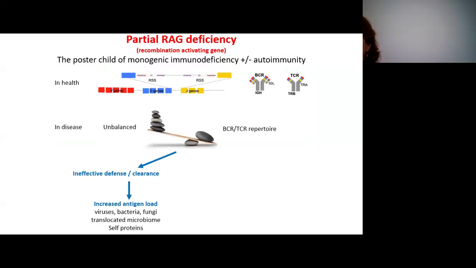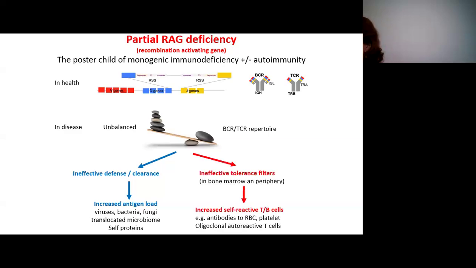So when I think about RAG deficiency, I want to reiterate what can go wrong in a RAG deficient patient. First of all, you have an abnormal T cell and B cell repertoire that will create ineffective clearance. And that will increase the antigen load. You will have viruses and bacteria and fungi, sometimes even translocated microbiome. And then there will be ineffective tolerance filters. Whatever T cells and B cells are abnormal and autoreactive will not be pruned properly.